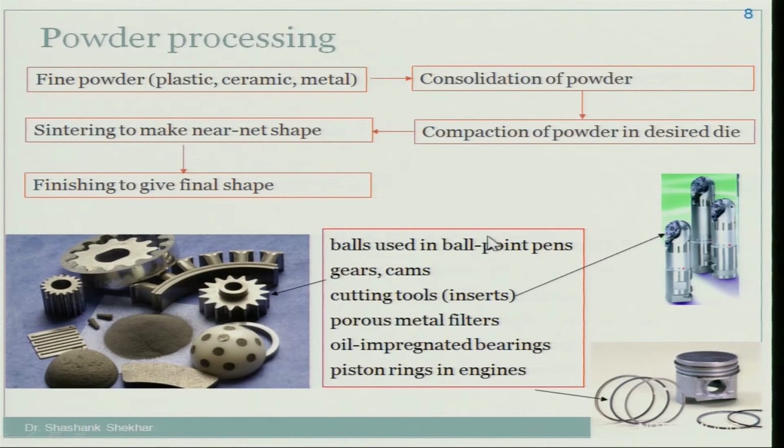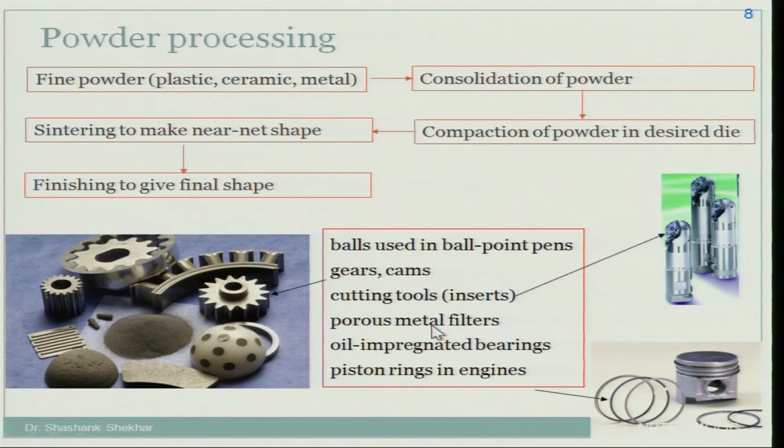Some of the components that are manufactured are, for example, balls used in ballpoint pens, gears, cams, and cutting tools. For example, if you have ever been to a lathe machine, the cutting tool inserts that you see are manufactured using powder metallurgy technology or powder processing technology.